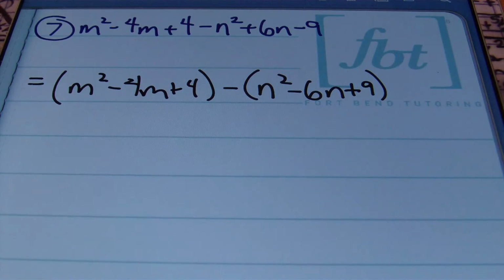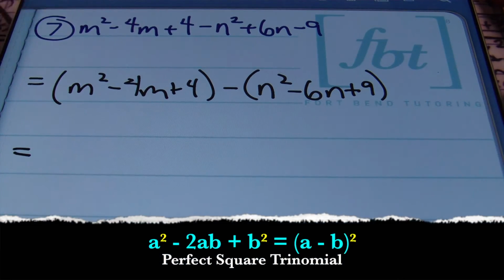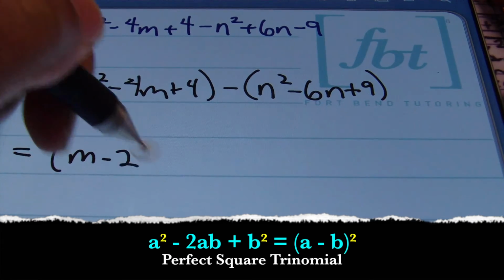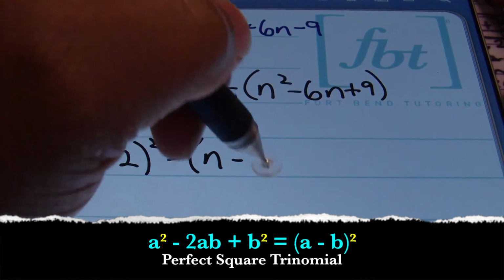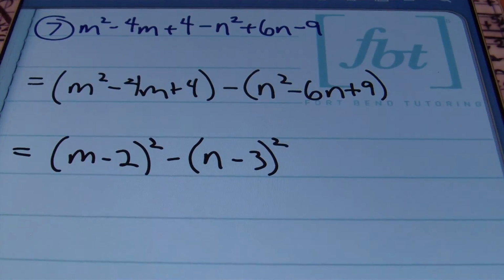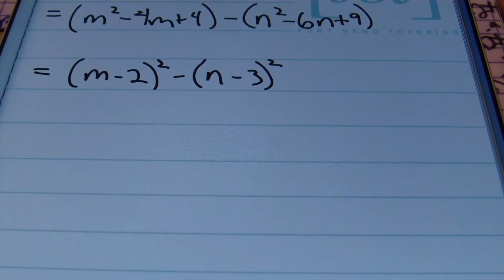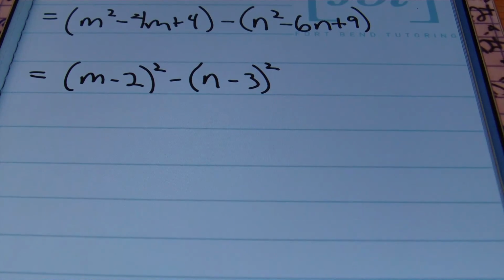So what we can do now is we can factor the first set of parentheses here. This is a perfect square trinomial, so this will end up giving us (m minus 2) squared minus, factoring that second perfect square trinomial there, you'll have (n minus 3) squared. All right. Now what you have before you is a difference of squares where you can once again use substitution.